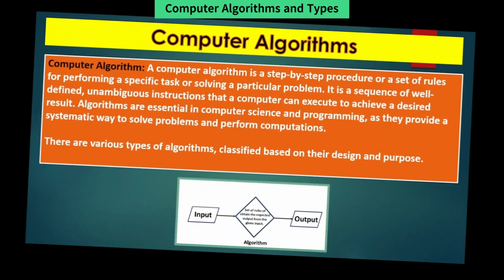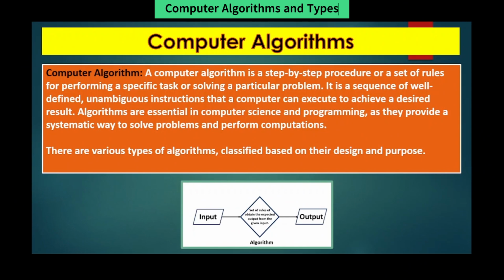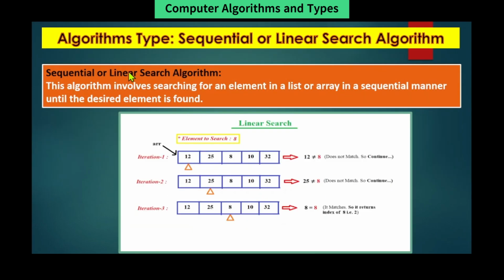A computer algorithm is a step-by-step procedure or a set of rules for performing a specific task or solving a particular problem. It is a sequence of well-defined, unambiguous instructions that a computer can execute to achieve a desired result. Algorithms are essential in computer science and programming as they provide a systematic way to solve problems and perform computations. There are various types of algorithms, classified based on their design and purpose. Here are some common types of algorithms.